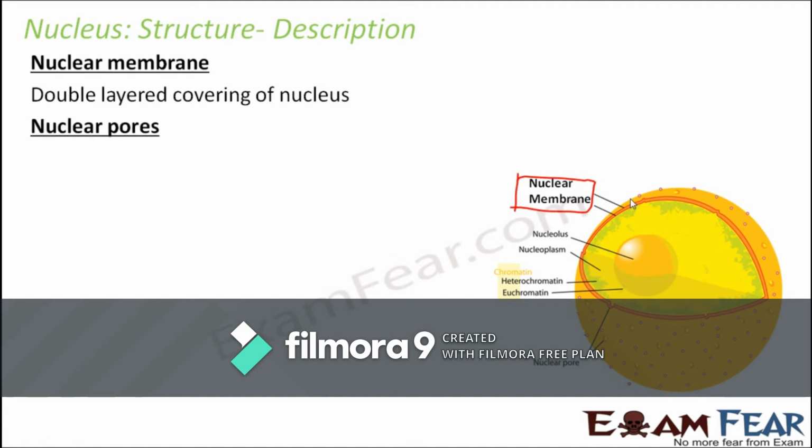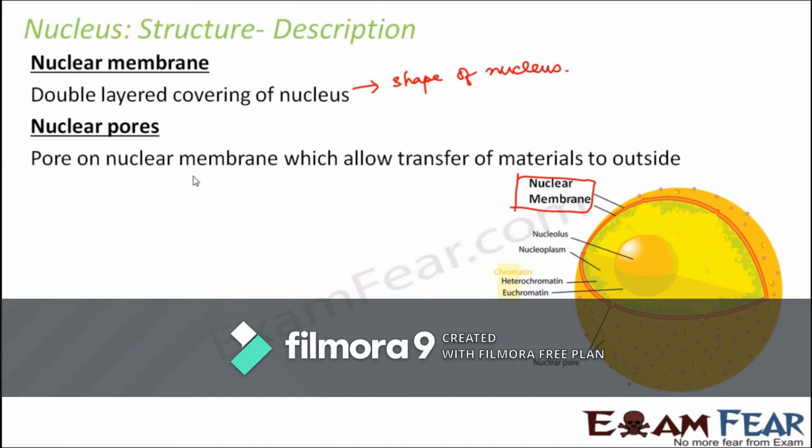The next thing is the nuclear pores, and as I said, it helps to maintain the shape of nucleus. So it gives proper shape to the nucleus. Next is nuclear pores. These are pores on the nuclear membrane which allow transfer of materials to outside. Not only outside, some materials get transferred to outside, some materials enter from outside to inside. What are these materials? These materials could be proteins. Proteins are examples of one such material which might get exchanged between the nucleus and the outer nuclear space.